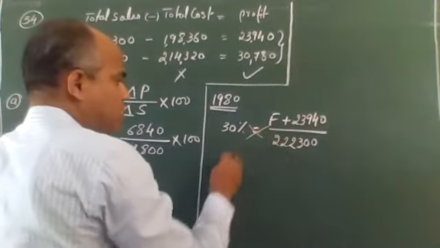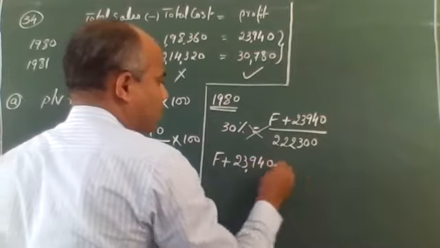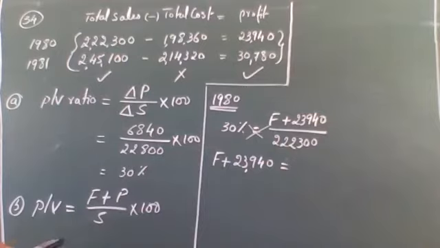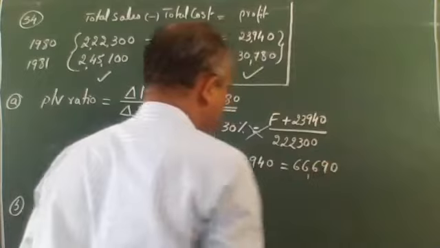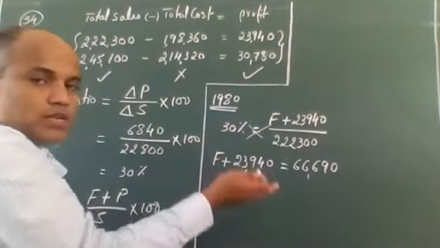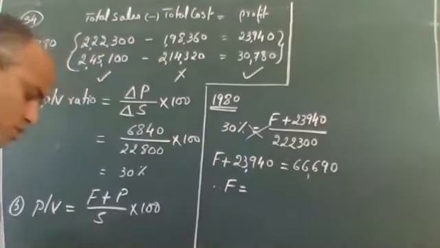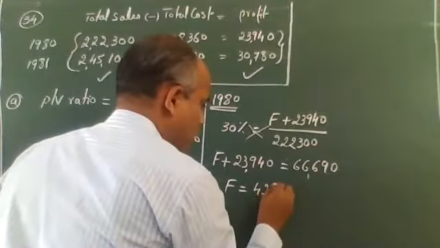So cross multiplication gives me F plus 23,940 is equal to 30% of your amount. So this is 2,22,300 into 30% gives me 66,690. Now this plus 23,940 going that side becomes minus. Therefore, fixed cost is equal to this minus this. So it is 66,690 minus 23,940 gives us 42,750.